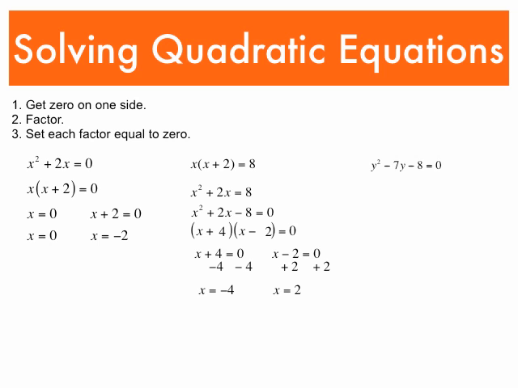Okay, for this last one, I've got 0. That's my first step. Then I'll factor. It's a plus and a minus. I'll use a 1 and an 8. That'll give me negative 7 in the middle. Set each factor equal to 0. Solve each of those. So I get y equals negative 1 and y equals 8.